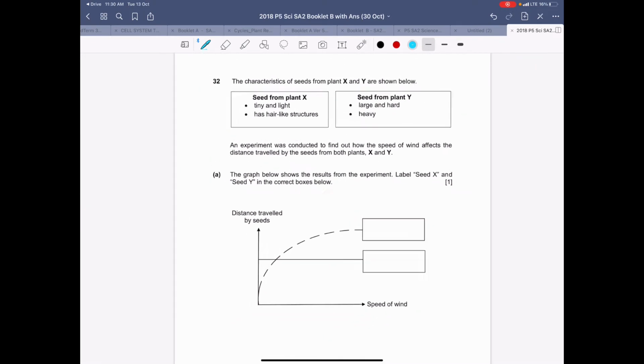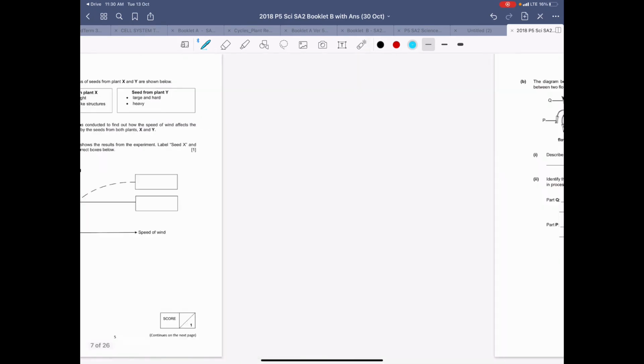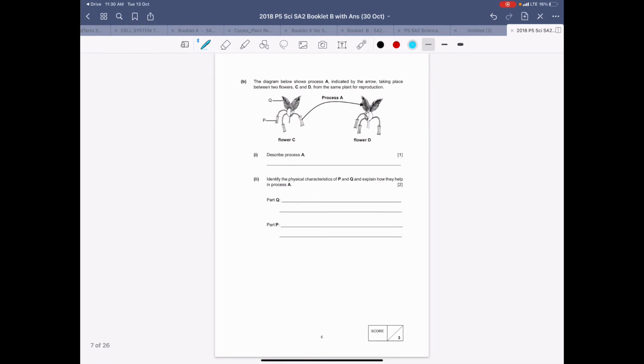Okay, I'm going to skip this question 32 as well as this question. I'm going to skip it due to time constraint. We will come back to this question after your exams or before your exam if we have time. I highly doubt it. Next.